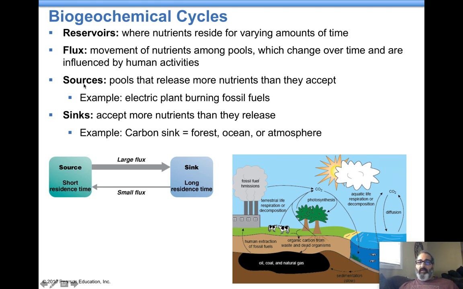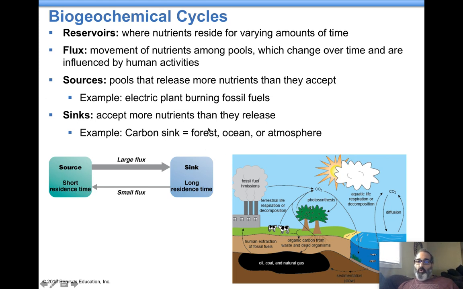Sources include power plants burning fossil fuels. A source could be decomposition of organic matter, which could lead to carbon dioxide being released. That could be a source of carbon. All right. So sources are generally releasing the nutrients. Sinks are generally accepting more of them. Sinks are also referred to as reservoirs. Pools fall in there sometimes, but beware of the word pool. So sources are releasing, sinks are accepting. Reservoirs are sometimes called sinks.